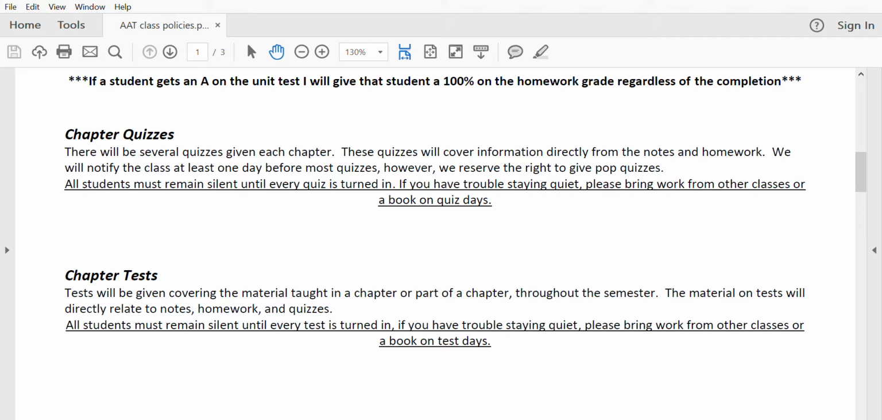As you can see there, my expectation is that if you finish a quiz or a test before the time is up, you need to have something to work on. So if you have your Chromebook, something to read, whatever you want to do, you can do that.